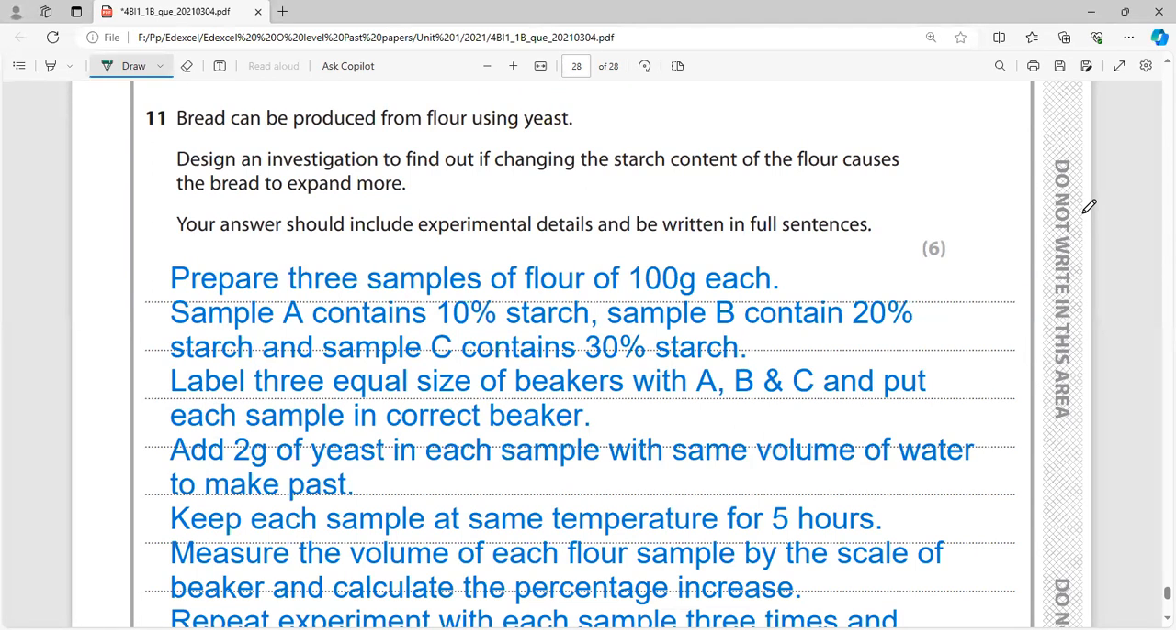And you need to describe a method to calculate the result. And the last point, you need to describe what is the improvement in your experiment. So these components should be present in this style of question here.